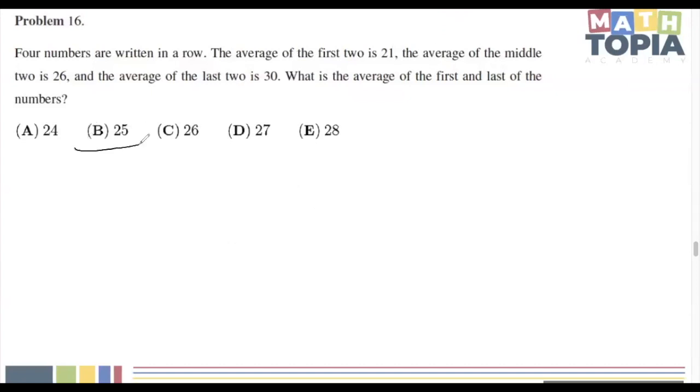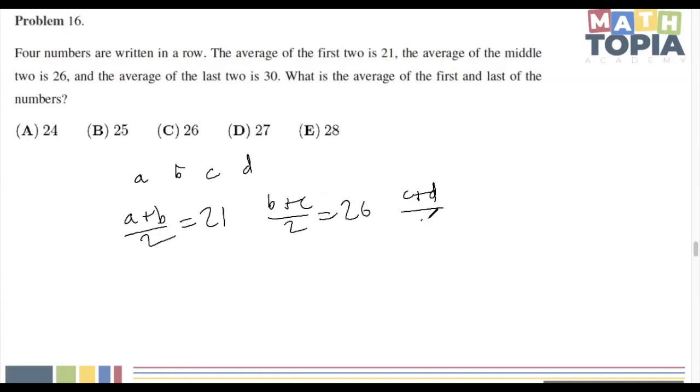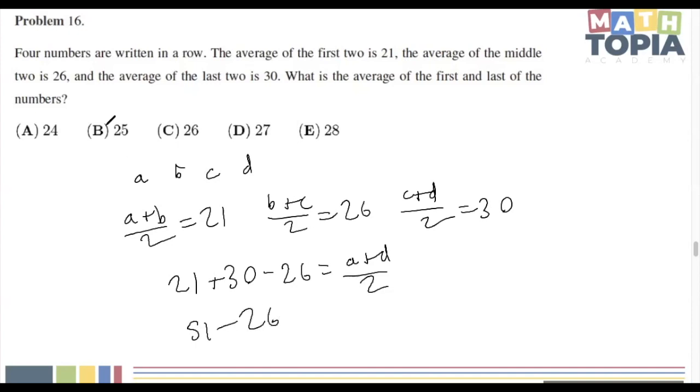But to see why we always get 25, no matter what number we pick first, we can call these numbers A, B, C, and D. Given from the problem, we have (A plus B) over 2 is 21, (B plus C) over 2 is 26, and (C plus D) over 2 is 30. What we can see right away is we take the first and third fractions and add them, 21 plus 30. That will give us (A plus B plus C plus D) over 2. And then if we subtract 26, that's just going to give us (A plus D) over 2, which is what we want, the average of the first and last numbers. And the sum will end up being 51 minus 26, aka 25. So that's why the answer is 25.